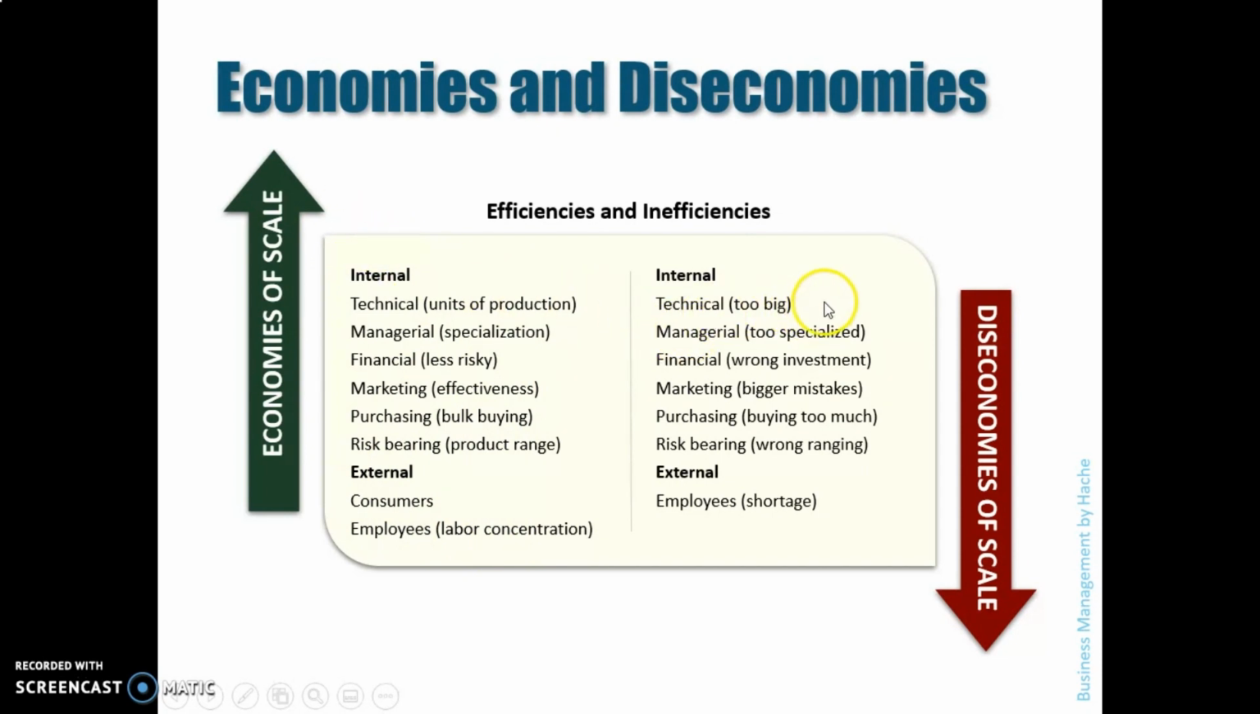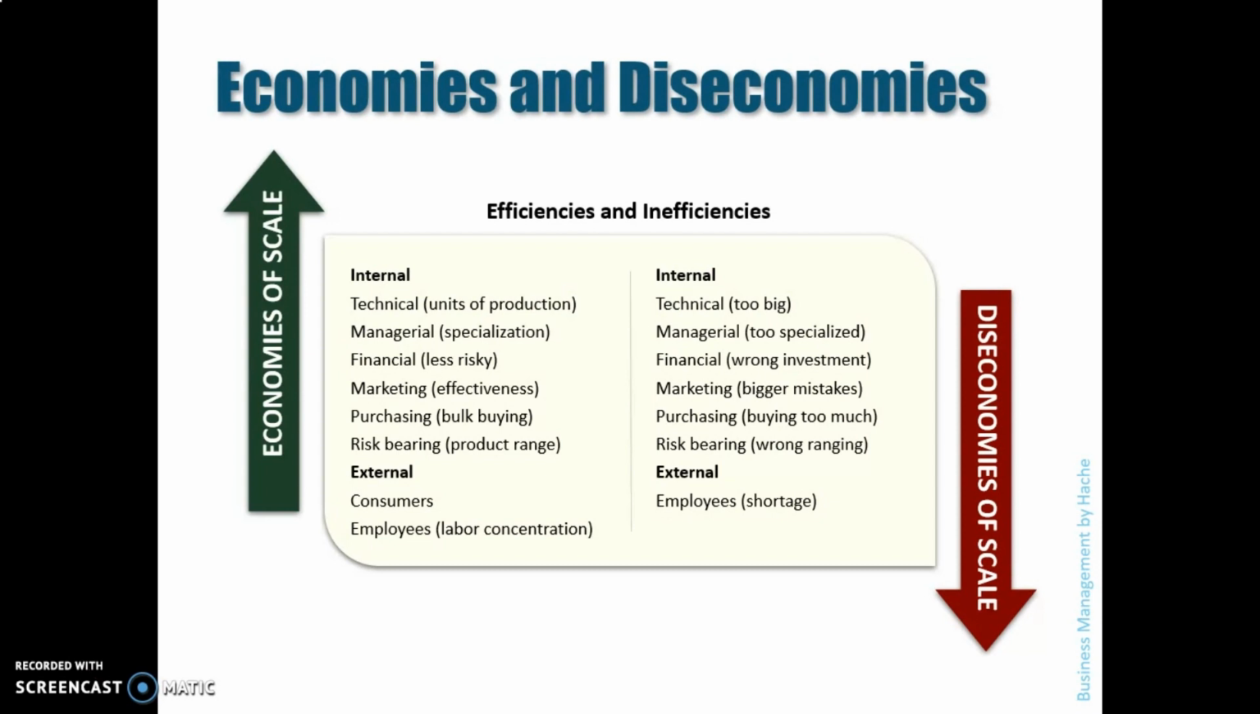But for example, producing too much or investing in too big equipment that would actually become more expensive to keep would end up in diseconomies. Having too specialized people that would not give space for any chances of growth or diversification would lead again to diseconomies. The wrong investments, investing too much, getting too much in debt would also lead to diseconomies.